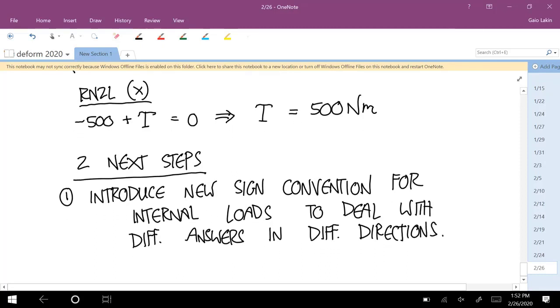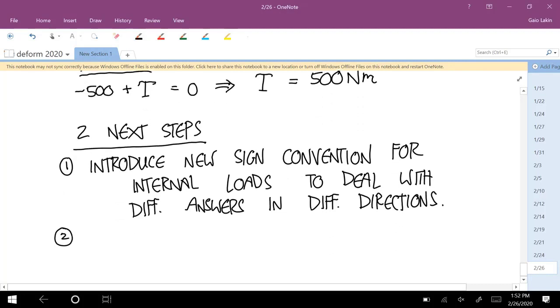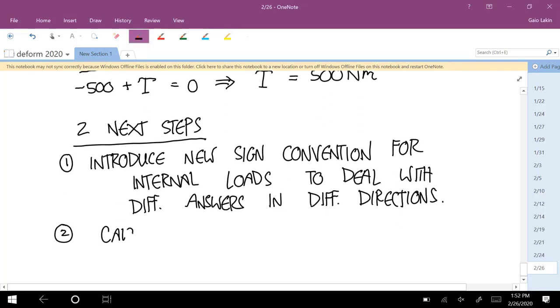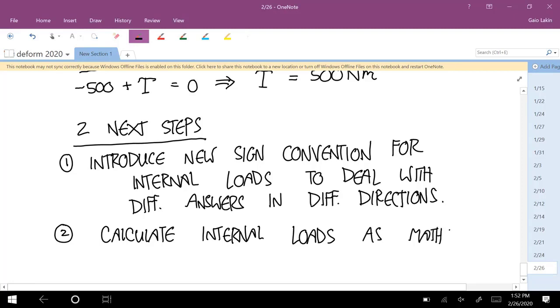And then the second thing we want to do is the function thing. We want to calculate these internal loads as mathematical functions of x, so that then we can look at this function or graph it out and say, okay, this point right here is where we want to check and see if it's going to break. If it's good there, then we're good over the whole thing.